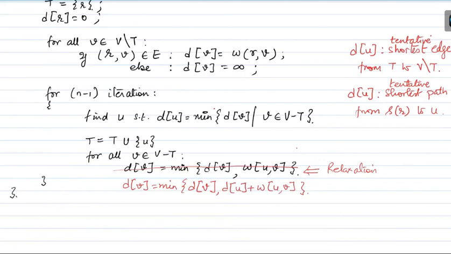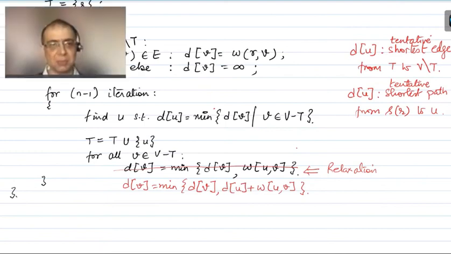Any questions here? So I've just done a copy paste. So if you're confused about anything, please ask now. Right? So it's exactly the same as Prim's algorithm, except the update operation is different, right? Because you're not maintaining the tentative shortest edge across the cut, but you are maintaining the length of the shortest path from the source to this vertex.